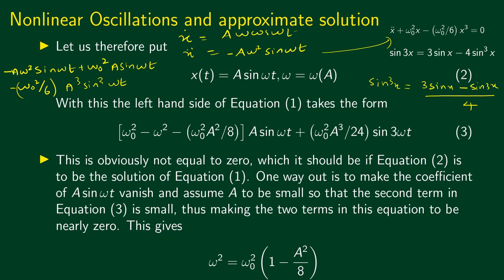Now this does not look like it's 0. So this is a term a sin omega t, plus the next term. The right side is 0, but it doesn't look like this is going to be 0. It doesn't seem like this is going to be 0.